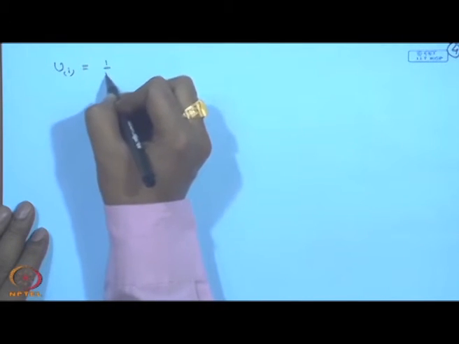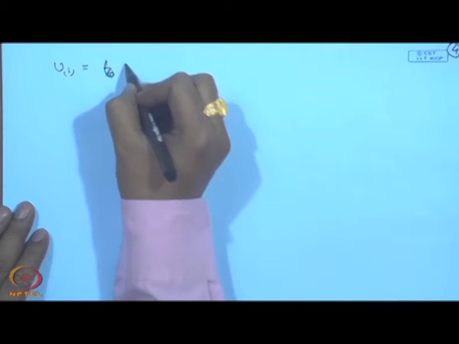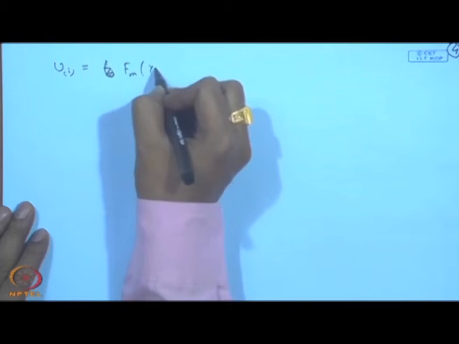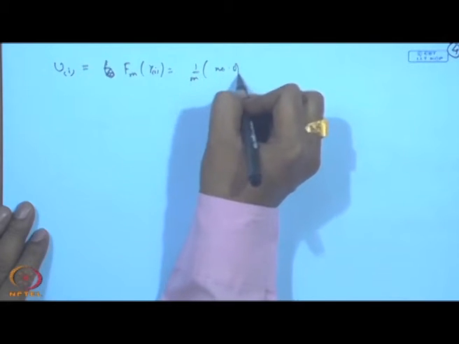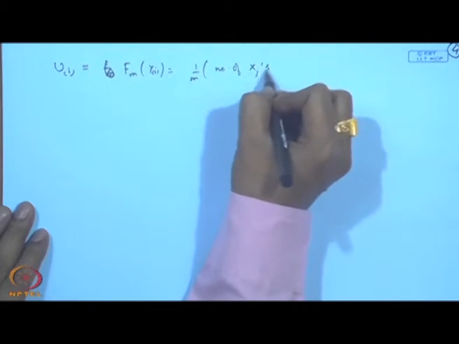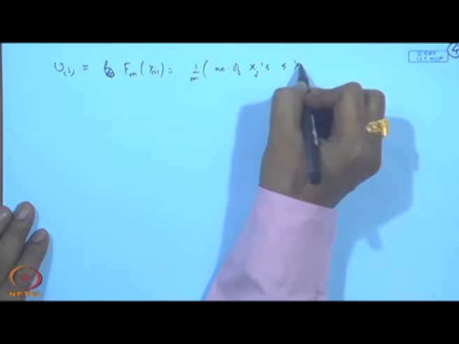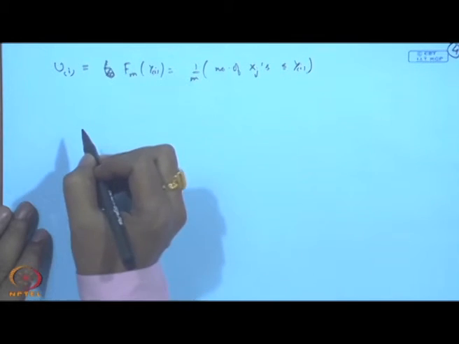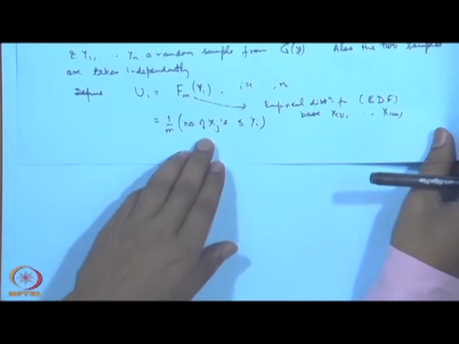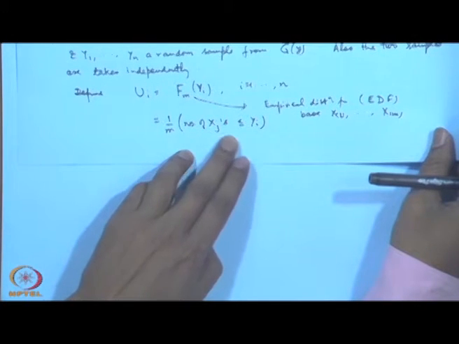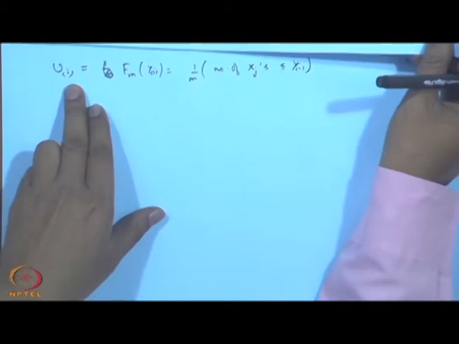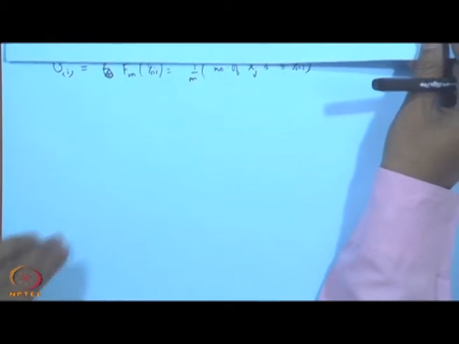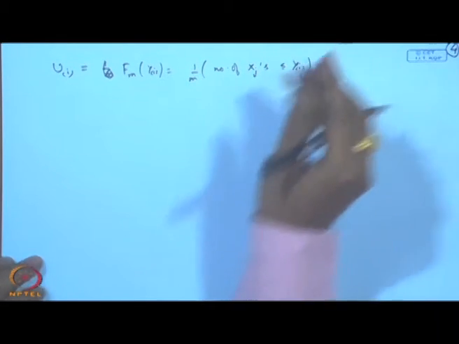That will be 1 by m times, well, so that is equal to f_m of y_i, that is equal to 1 by m times the number of x_j's which are less than or equal to y_i. Since here the number is from 0, 1 to m, what will be the values of u_i's and u bracketed i's? It will be 0, 1 by m, 2 by m, etcetera.